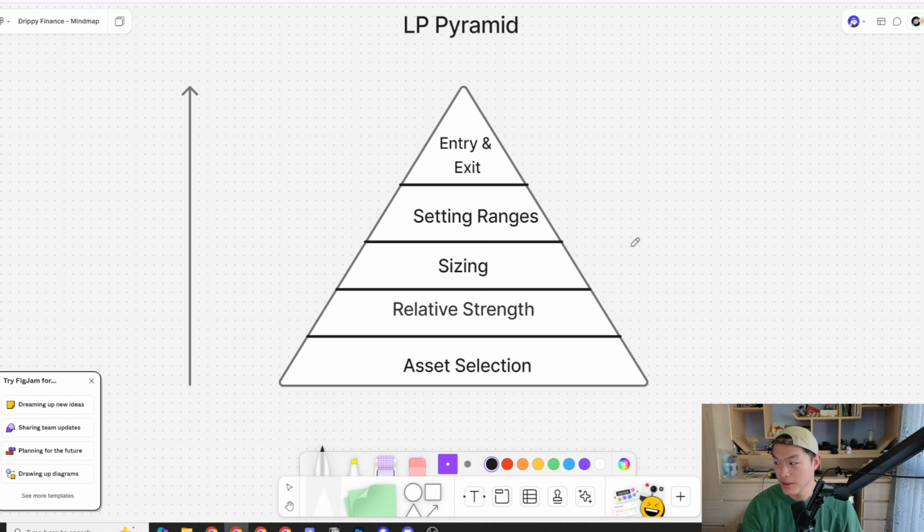So sizing is like if you went too heavy on a smaller cap token and the token does really badly, then you're going to lose a lot of your capital. Sometimes I see people putting in like 20 to 30% of their capital on a smaller cap altcoin, like that's below 250 million market cap. And then when something bad happens with that smaller cap altcoin, or if it's underperforming Ethereum, then their portfolio is going to be down by a lot.